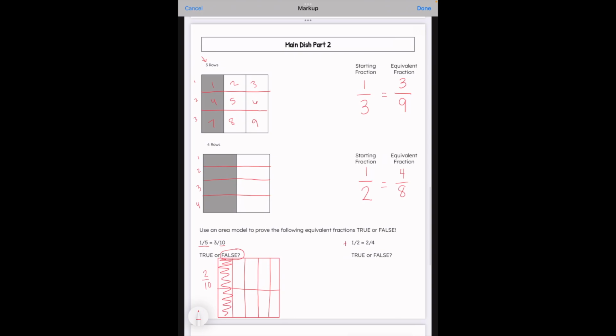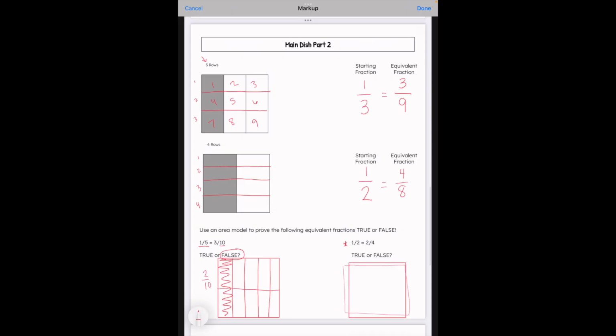Go ahead and try the same thing with 1/2 and 2/4. This one is true. 1/2 and 2/4 do have the same value. This is an example of equivalent fractions. Go ahead and you'll be doing more of this on your dessert today.